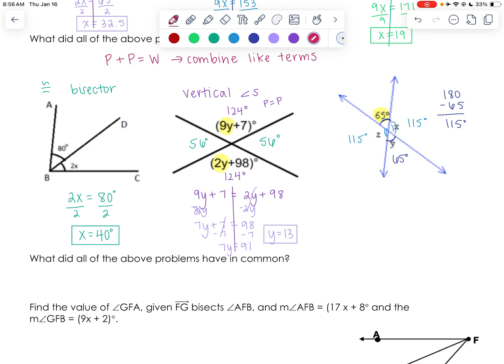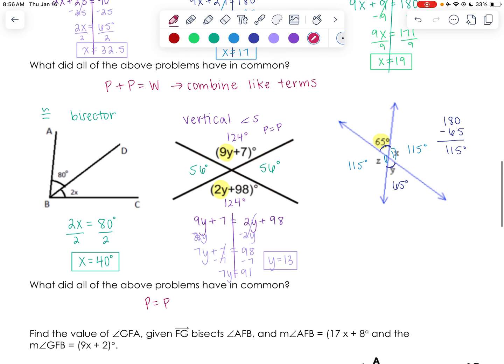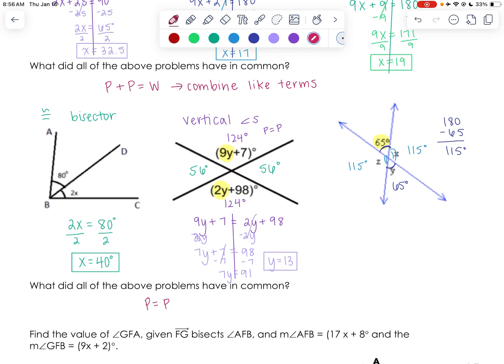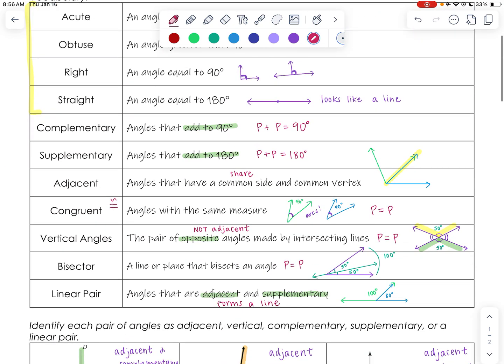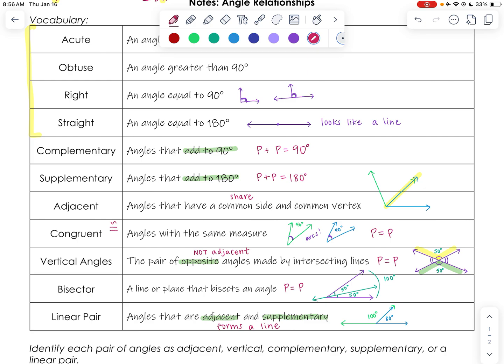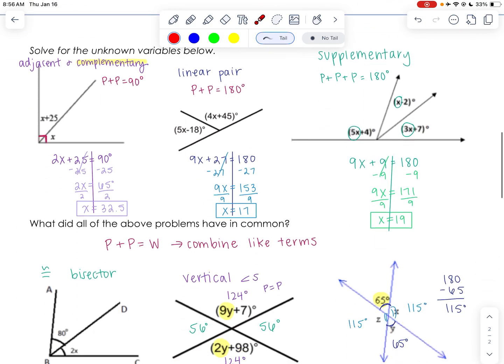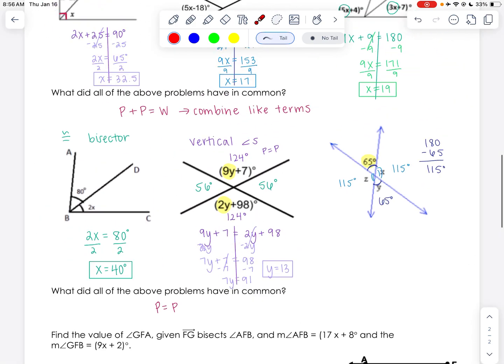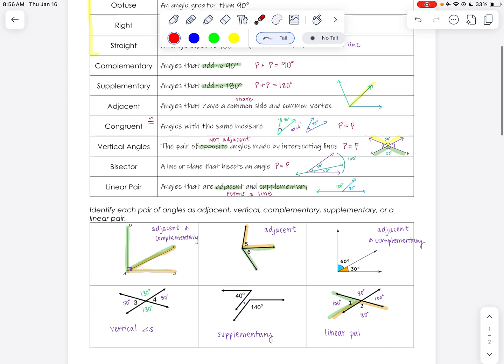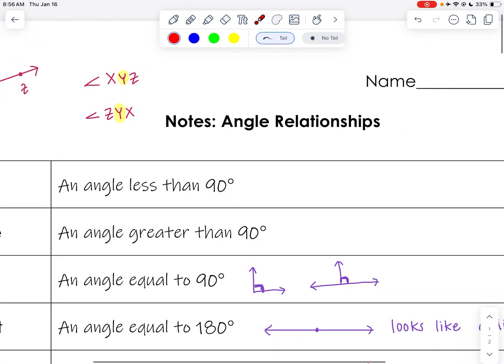Now, what did those problems have in common? Most of those problems were part equals part. So it changes how you solve it. So as you're going through all of these problems, make sure that you're asking yourself, is it part plus part or part equals part? And that you have this vocabulary list that you can take a look at to go back and double check what your angles are. Now, we'll do this last problem later, but make sure that you spend some time looking at that vocabulary and making sure that you know all of the angle relationships.